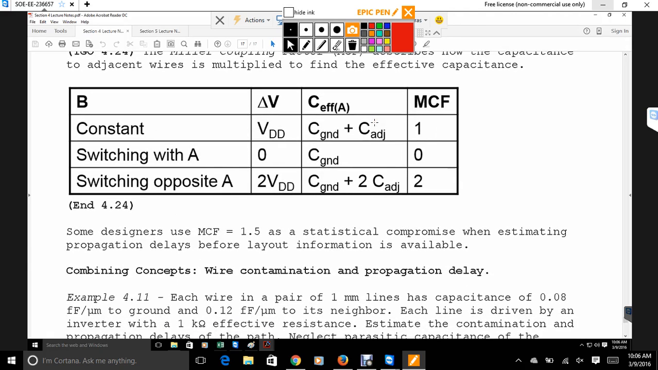So I made a little note there. Some designers use a Miller coupling factor of 1.5 as a statistical compromise in estimating propagation delay. So if you're thinking about millions of different switches and how everything works out, over time it's going to average out to 1.5. Because you're going to have the scenarios between switching at the same time as opposed to switching opposite. It comes out to 1.5.